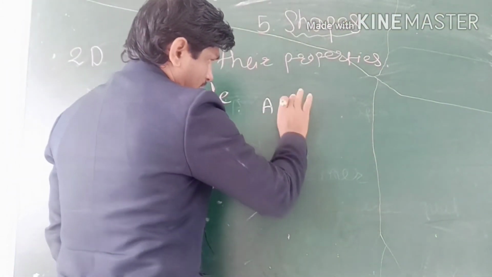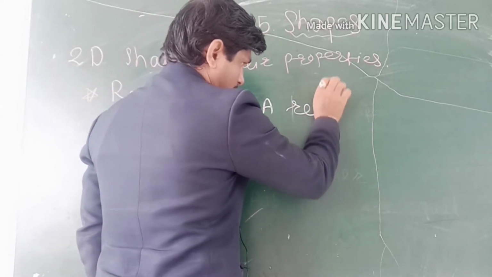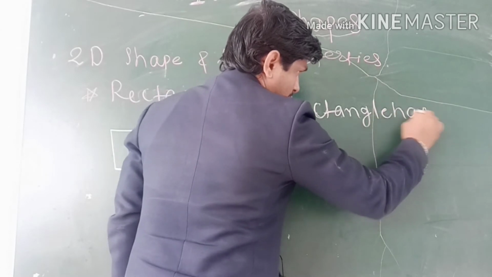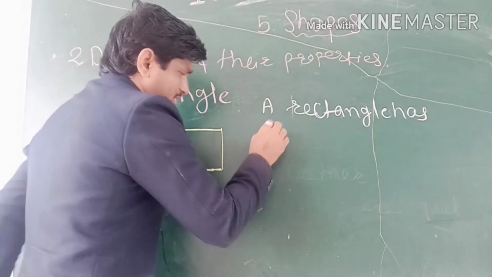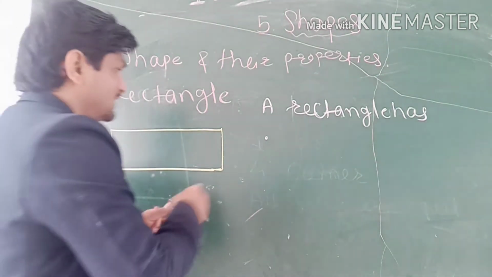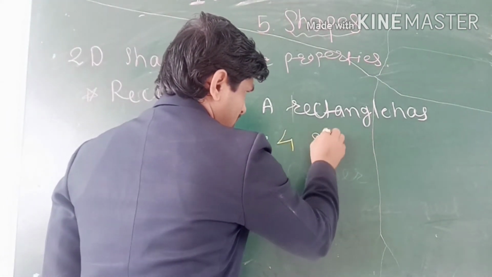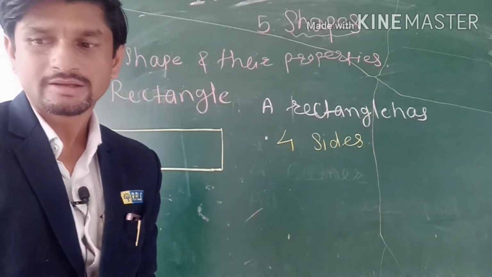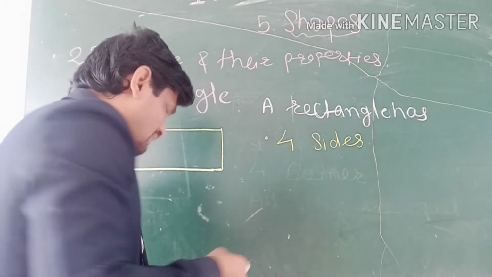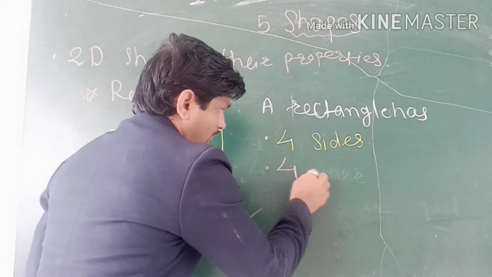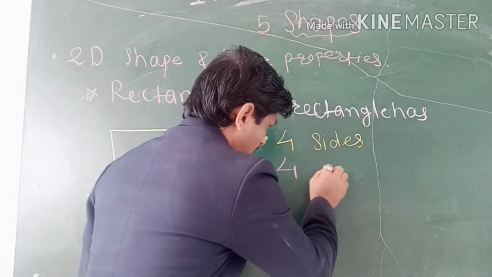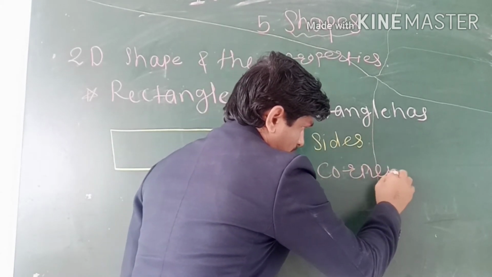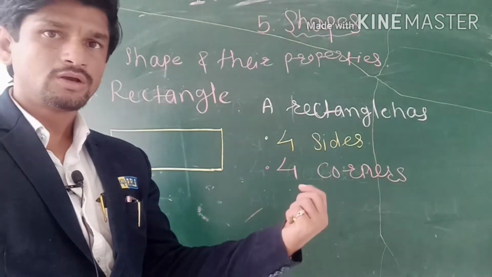A rectangle has how many sides? Anyone can tell? Yes. How many sides? 4 sides. Then how many corners? Corners are also 4. How many corners? 4 corners.